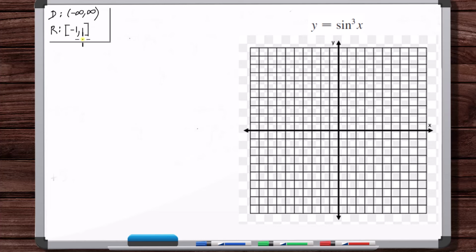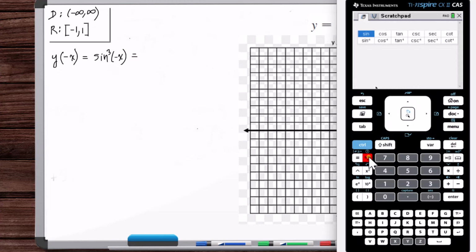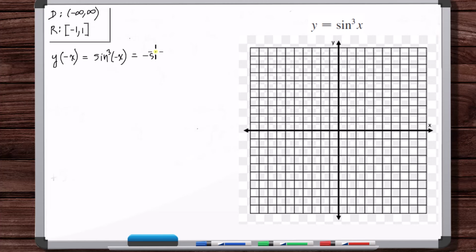Okay, now let's do symmetry first, and you'll see why I want to do this first. So let's test for symmetry. Is this an even function? So y of minus x is equal to what? Sine of x, that's the main equation. Okay, so now sine of minus x cubed is minus sine cubed of x. This is not equal to the original function.